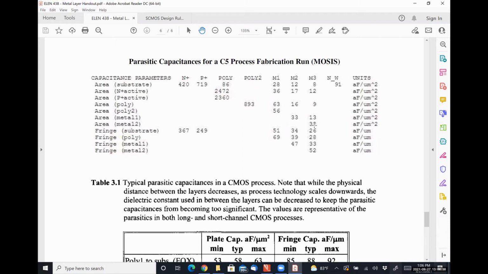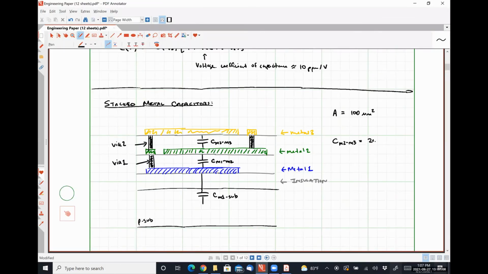We're going to multiply that by 100 microns squared, right? We also have a fringe between metal 2 and metal 3 of 52 attofarads per micron. So what's our perimeter? 400 microns, right? So in total here, we get 24 femtofarads. That seems.